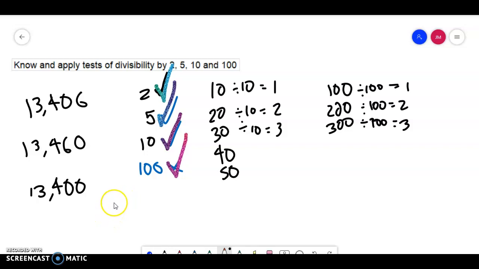One way to practice would be just to choose random numbers or have your parents or friends or teachers give you a list of random numbers and you go through and you decide, can I divide this by 2? Yes or no. Can I divide this by 5? Yes or no. Can I divide this by 10? Yes or no. Use a calculator to check your answers, as I've told you many times.